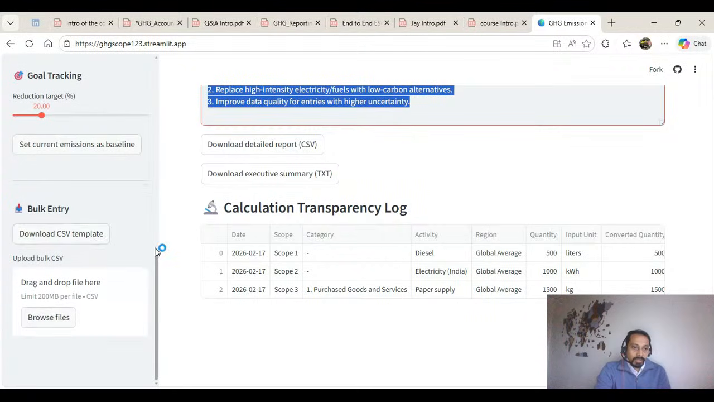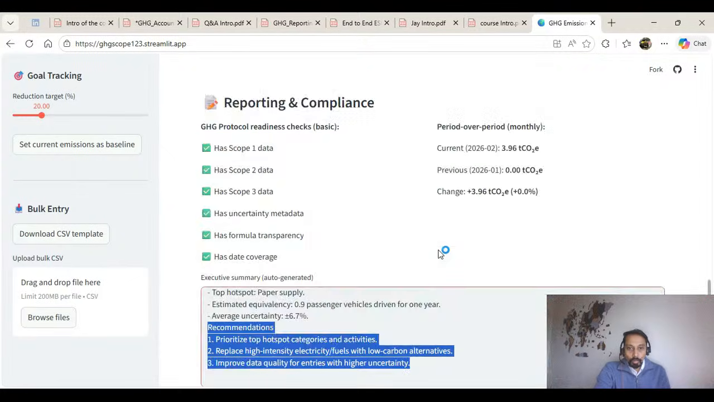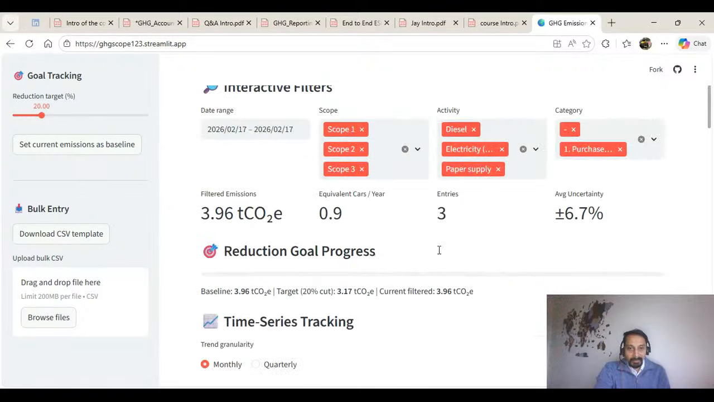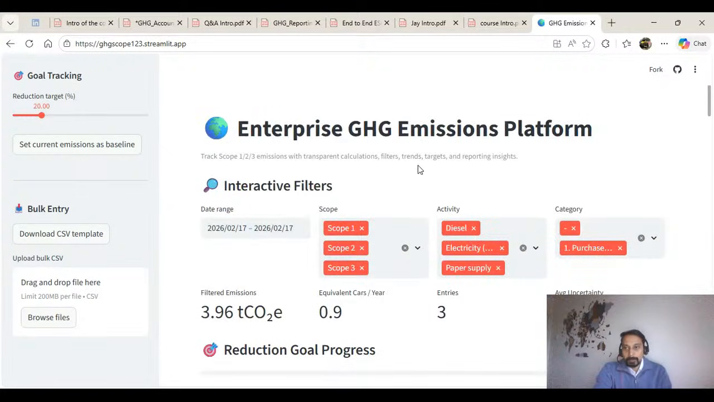And here you can select the bulk entry by downloading the template, and you can upload all the data that you have, scope 1, scope 2, and scope 3 emissions based on the template requirements, and automatically you can get the overall emissions calculations through this web-based dashboard. So it is very important to understand how this web-based dashboard is working.